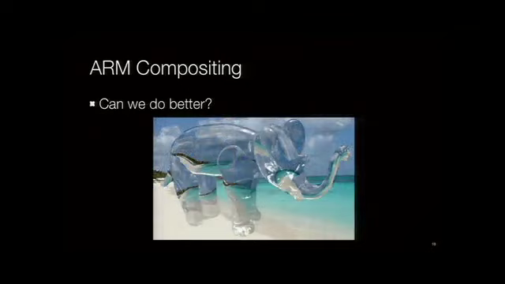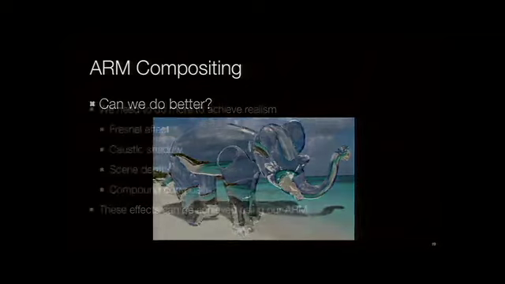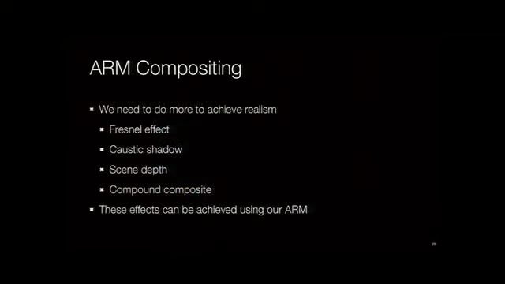So the next question is, can we achieve better visual effects? Well, we need to do more to achieve visual realism. We have to simulate the Fresnel effect and the caustic shadow. We can also simulate scene depth and do compound composite. And these effects can be achieved with our model easily.